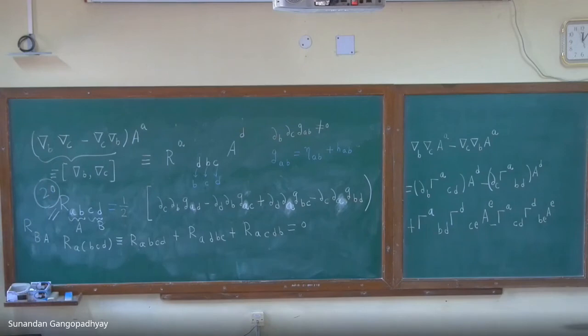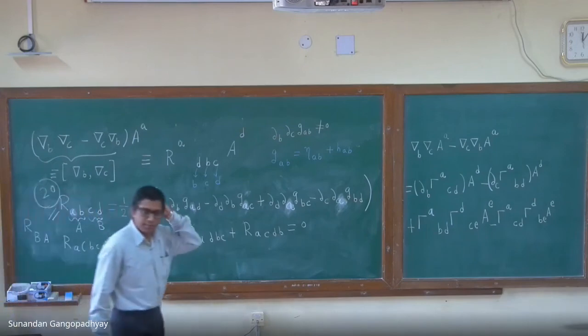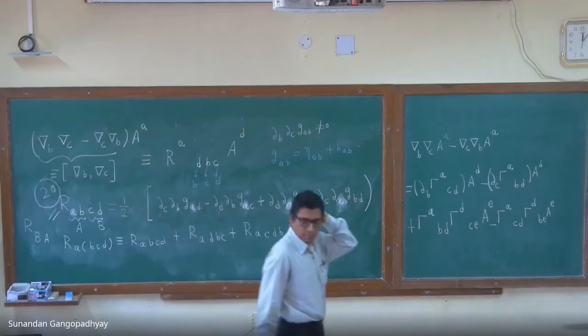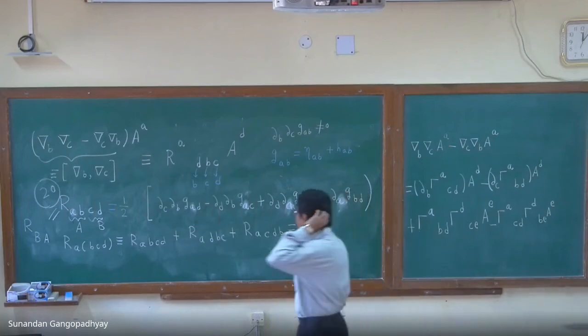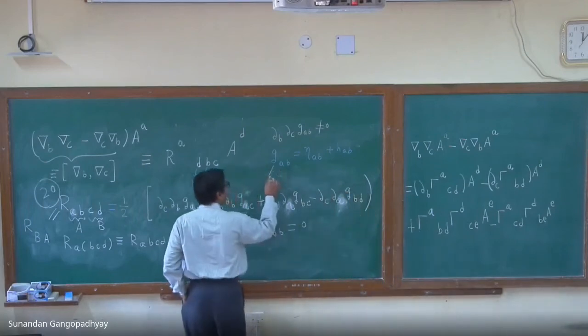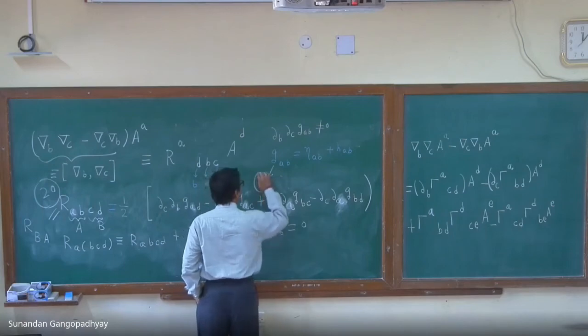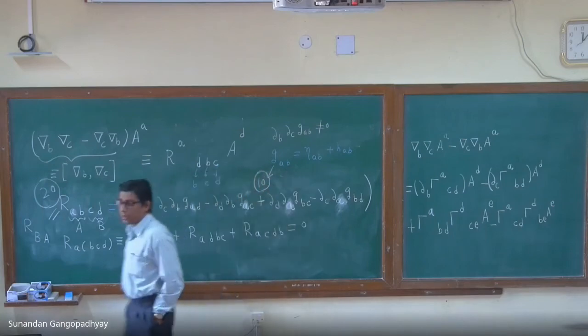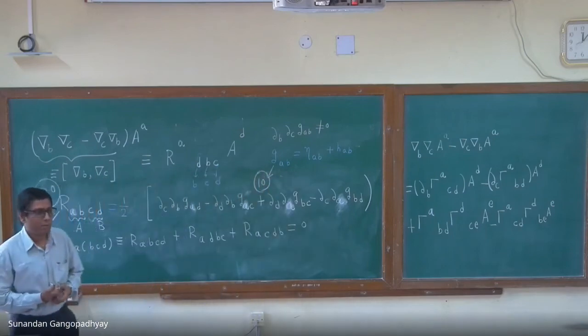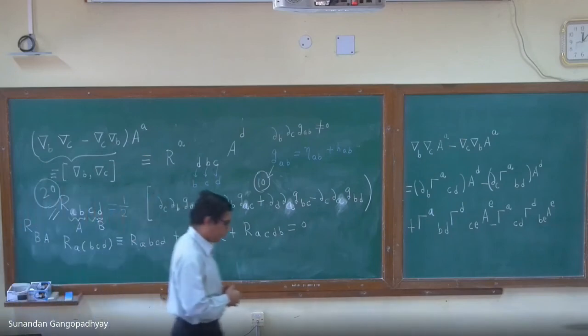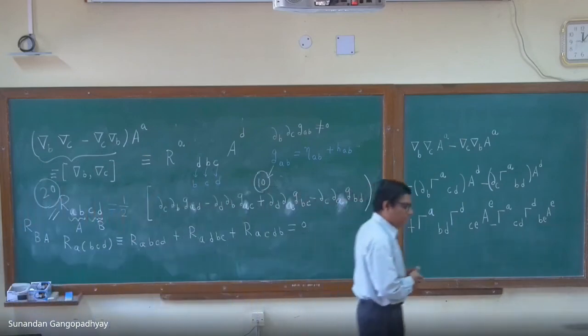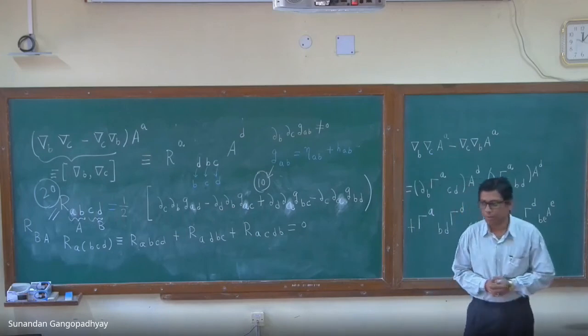What was the number of independent components of the metric tensor? 10. So g_AB is a symmetric object, so the number of independent components is 4 into 5 by 2, that is 10. The Riemann curvature tensor has 20 independent components.